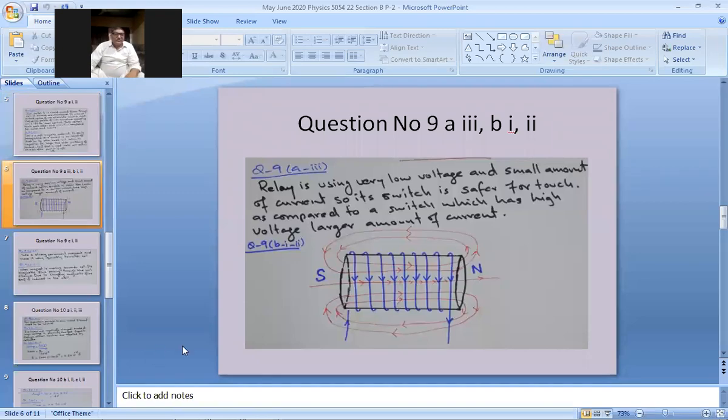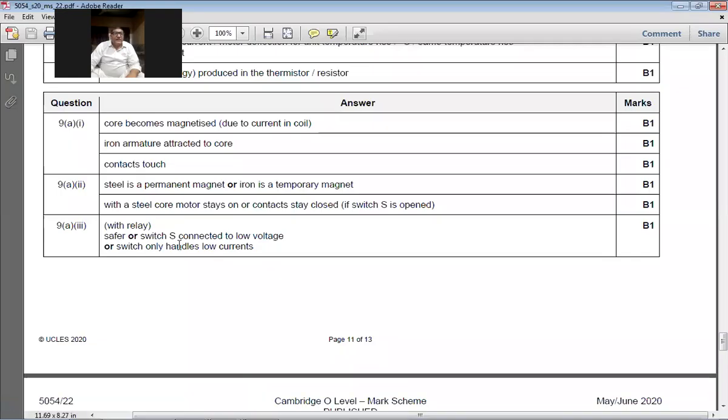So let's check what the marking scheme has to say. The marking scheme says that with a relay, it is safer, or the switch is connected to low voltage, or the switch only handles low currents. So the switch of the relay is safe for direct touch by the human. And it will operate another switch which will be dealing with the high voltage and high current. So you don't have to directly touch that main circuit where we have high voltage and high current. So it's this kind of safety. So this is question number 9A, third part. So let's move to the next question.